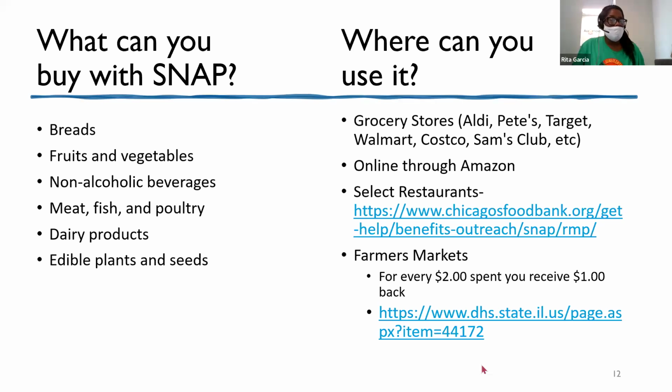And where can you use your SNAP benefits? You can use them at grocery stores, Aldi, Pete's, Target, Walmart, Costco, Sam's Club, etc. So pretty much etc. Online through Amazon, of course, there are select places on Amazon where you can use your SNAP benefits. Select restaurants also offer a SNAP benefit where you could utilize it, as well as farmers markets.